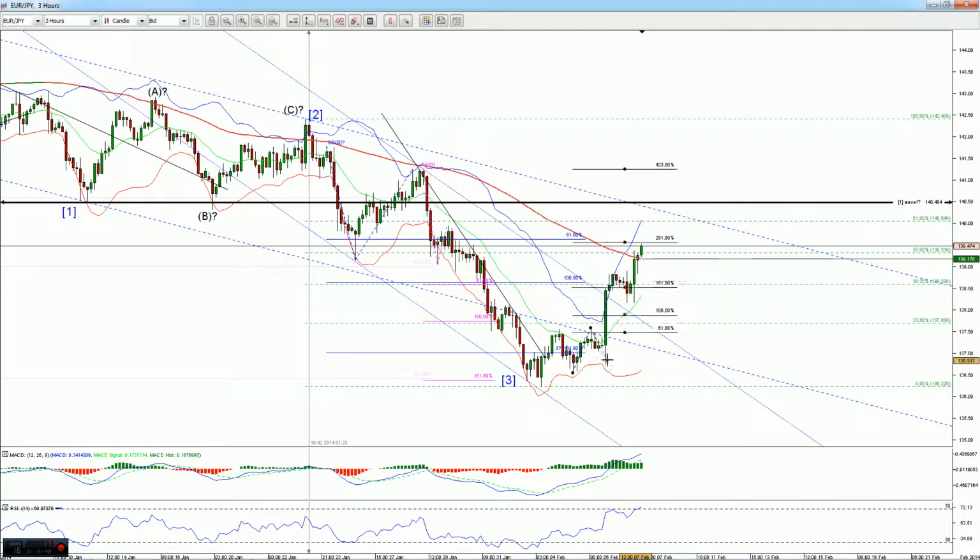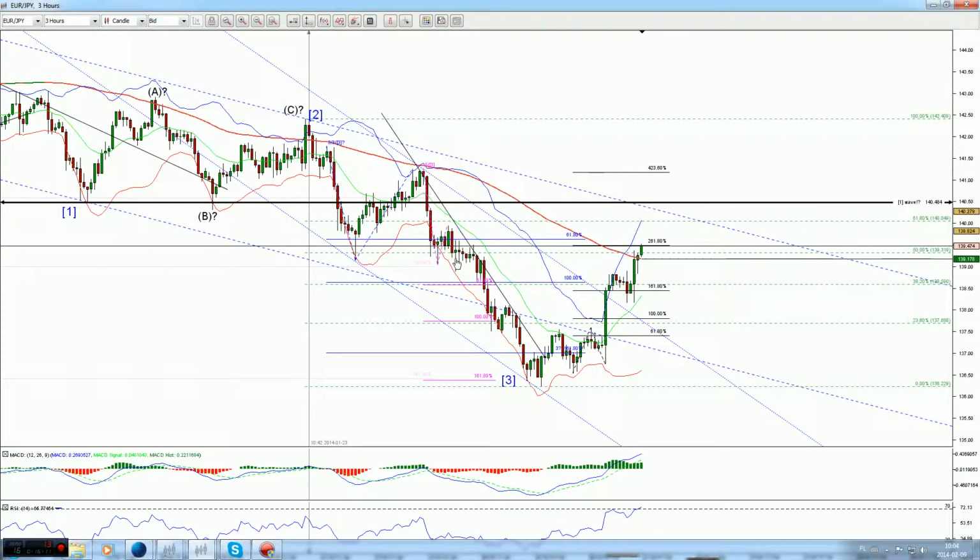Or we could have 1, 2, 3. Okay, 261.80. Okay, 1, 2, and 3, 4, 5, finished. So that means we may have a reversal and being able to enter into a fifth to the downside, or we may have something else here. Good, I will leave it like that.